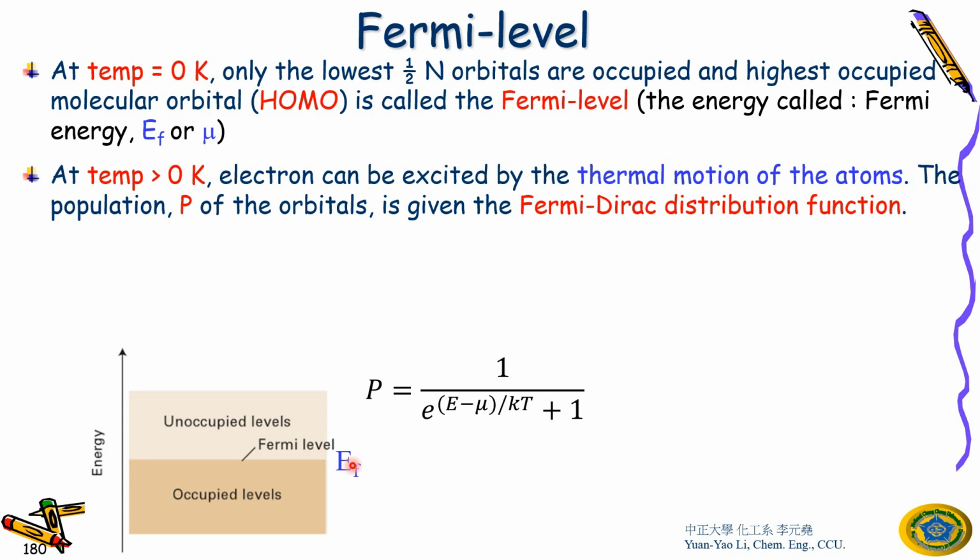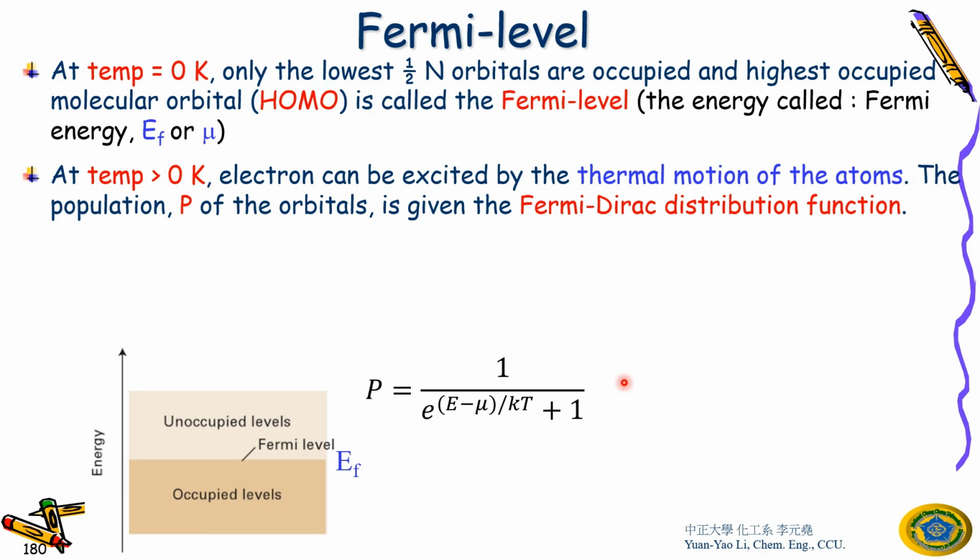Okay, so if the temperature increases, if the temperature is more than 0 Kelvin, the electrons can be excited by the thermal motion of the atoms. Temperature is a representation of the thermal energy. So electrons will move. The population of orbitals, P is the population of this orbital, is given by the Fermi-Dirac distribution function.